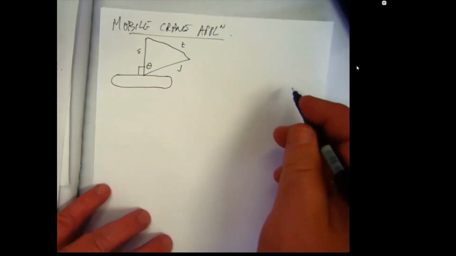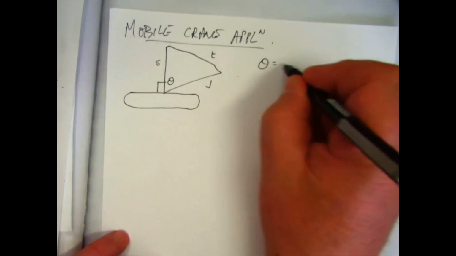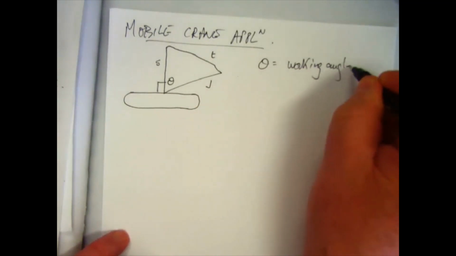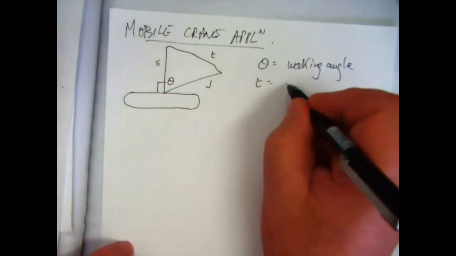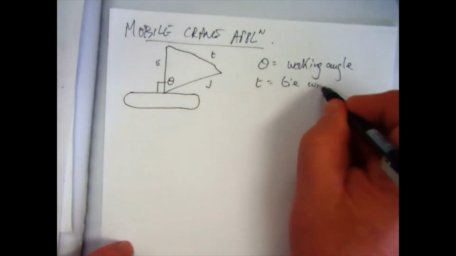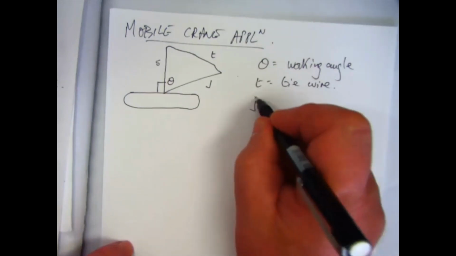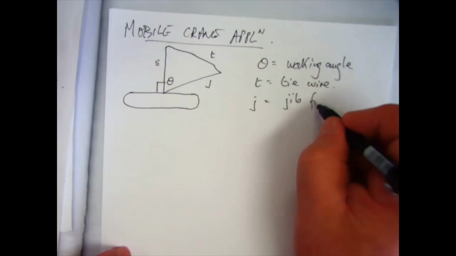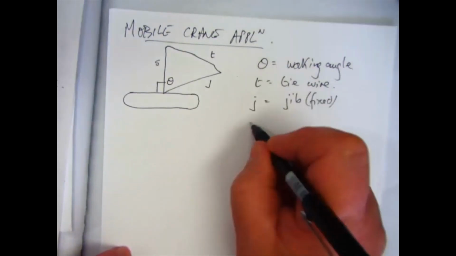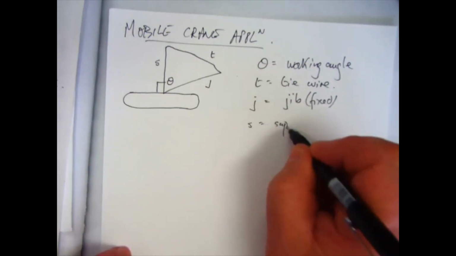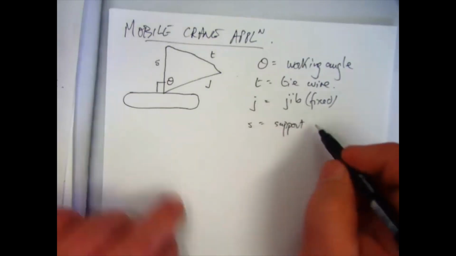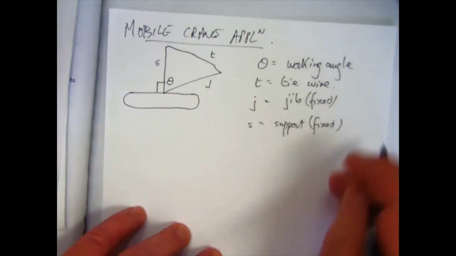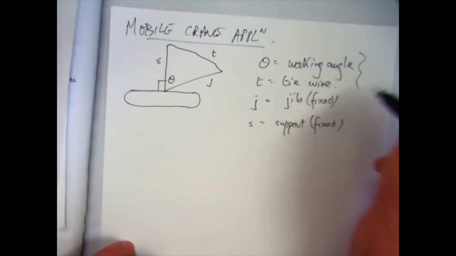So let's just knock this out. Theta is called a working angle. That can be varied by the operator. T is the tie cable or the tie wire. J is the jib. Okay, that's a fixed length. And S is the support beam, which is at right angles to the body of the crane, and that is also a fixed length. These lengths don't tend to vary at all. The only things that vary are these two.